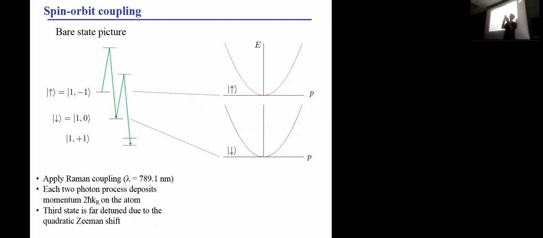So then when an atom goes from one state to the other, it not only flips its spin or pseudo spin, but it also gets a momentum kick because it absorbs from one direction. So it gets an ħk of momentum from one direction, followed by stimulated emission into the other beam, which again gives the atom an ħk kick in the same direction. So as the atom goes from here to here, it gets a 2ħk kick one way. As the atom goes from here to here, it gets a 2ħk kick the other way. This is the essence of the spin-orbit coupling.